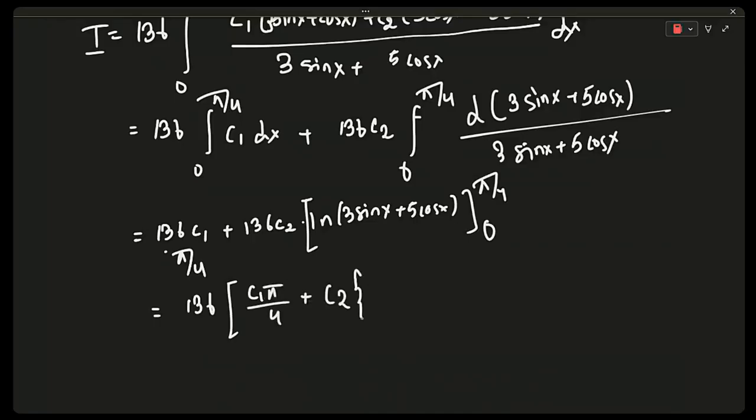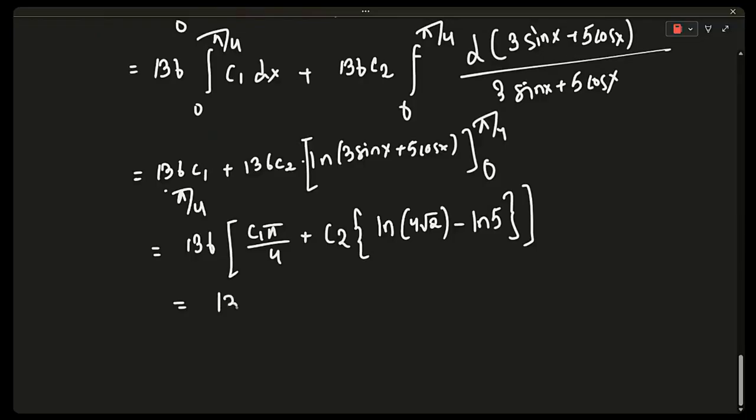And now let's evaluate this at pi by 4. So at pi by 4, you can see this is 3 plus 5 by root 2, which is 8 by root 2, which is only 4 into 2 by root 2, which is 4 root 2, correct? Minus, when you put 0, it simply becomes log of 3 into 0 plus 5 into 1, which is ln of 5. Put the values of C1 and C2.